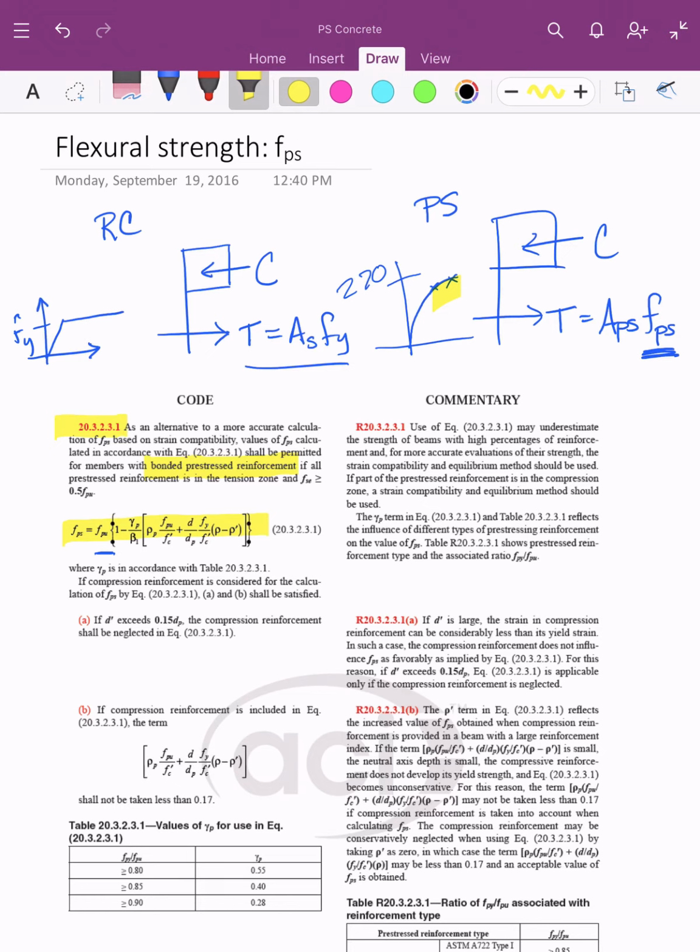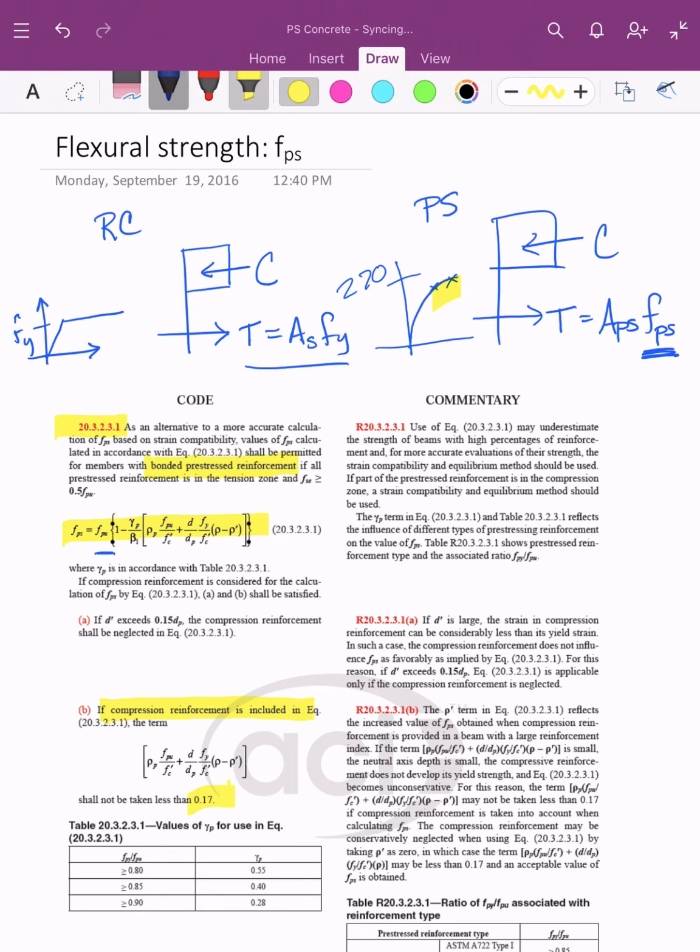And then it gives you some items about compression reinforcement. If compression reinforcement is included, you have to just make sure that the term that includes the compression reinforcement is at least 0.17, and it talks about this over in the commentary. I'm going to have you go ahead and read that commentary.